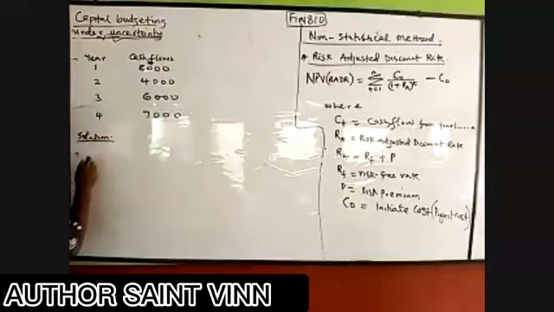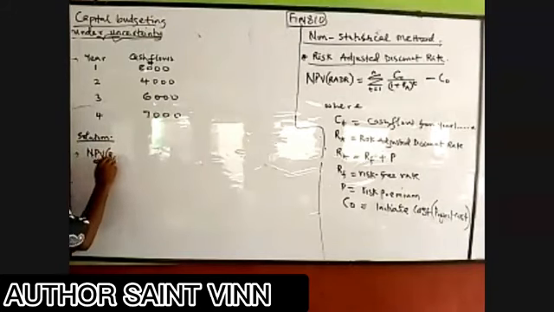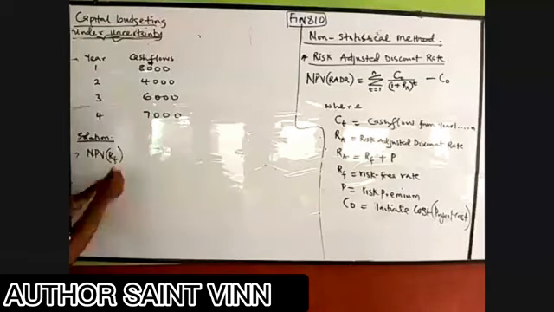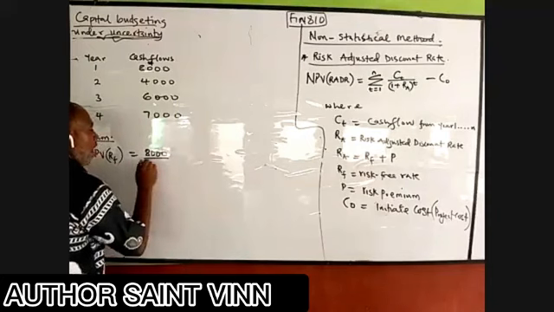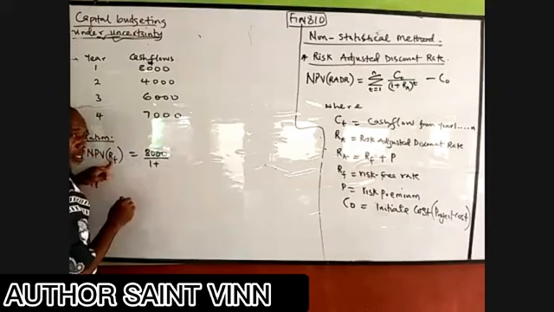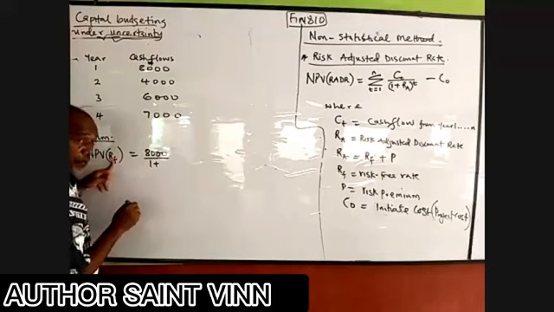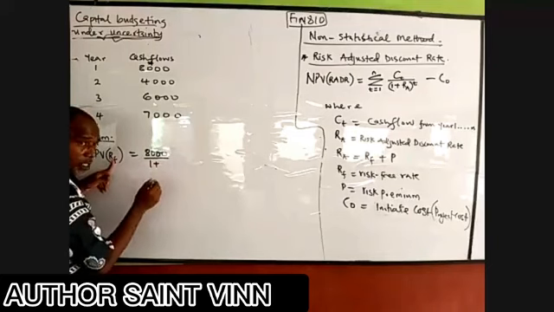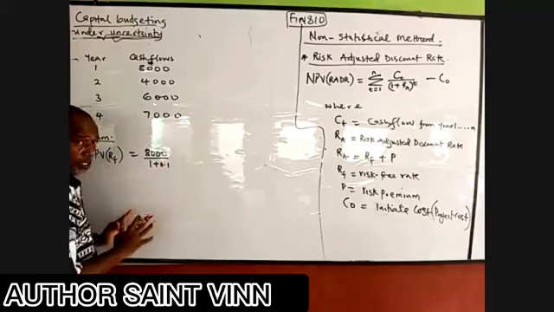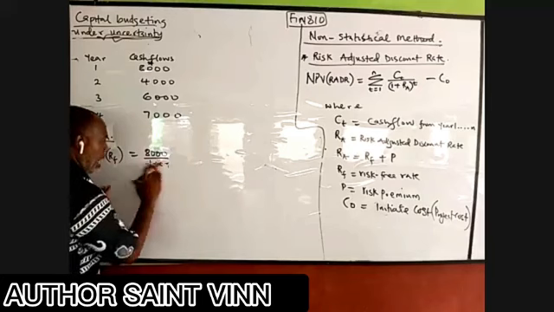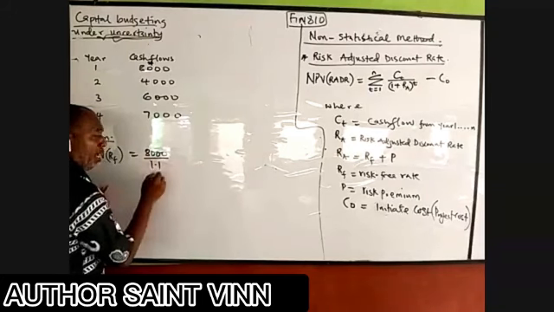First solution. We must do two things here. First, NPV. Are you here? RF is 10% now. So the first amount is over 1 plus R. This R is risk-free, which is 0.1. 10% means 10 over 100, which is 0.1. Is it clear? Now, that will be 1.1.